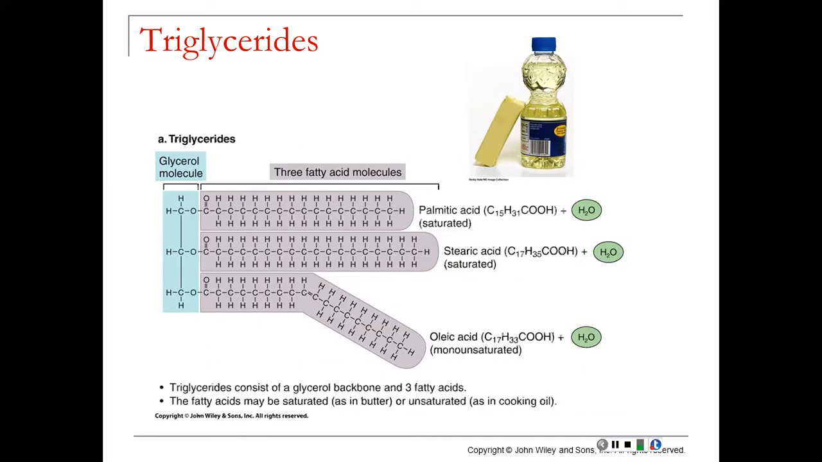Here you can see what I was talking about with the structure of a triglyceride. You see the glycerol molecule here, and then the fatty acid tails, which are mostly carbons and hydrogens. This one has a little kink in it or a bend. It's a different type of monounsaturated fat because there's one double bond within that chain.